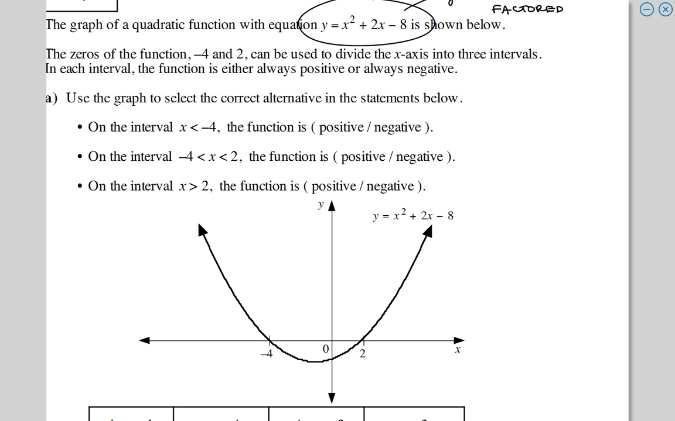Okay, so let's look at this interval. Okay, let's use my pointer. X less than negative 4 is this way, so you'd have an open circle here and this way. Is the function positive or negative? Positive, right? So you can circle that. Now between the zeros, bigger than negative 4 but less than 2, that's in here. The function is negative, so you can circle that. And then the last one is positive.